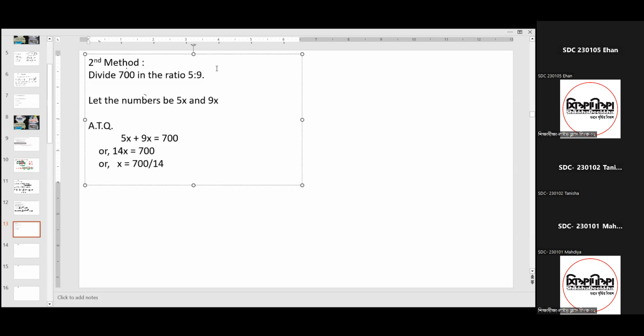Can't you hear me? I have been talking for a long time, I am just doing math. Therefore, x is equal to what will it be? 50, right? But we are not here to solve only x. We need to find 5x and 9x. That's the first number.